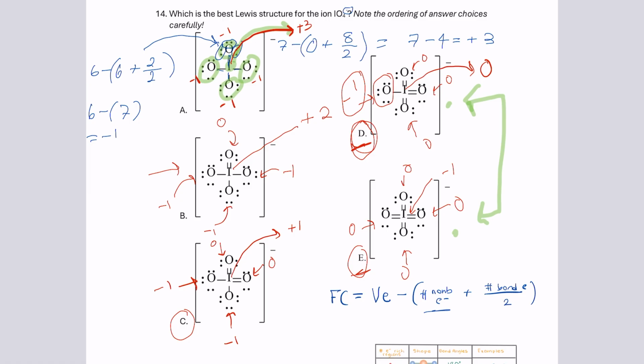In D, that negative 1 formal charge is on oxygen, and in E, it's on iodine. We want it to be on oxygen because oxygen is more electronegative than iodine. So in fact, the best Lewis structure is going to be answer choice D. And that is because it is the Lewis structure with minimal formal charges, and it has that negative charge placed on the oxygen rather than on iodine. Let's move on to problem 15.